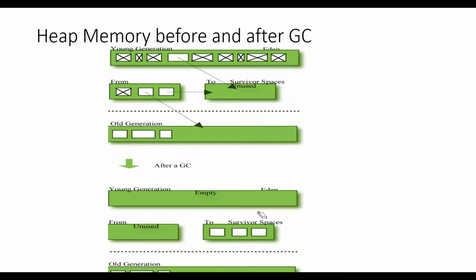Now you can see this green tab. This is just a representation of your young generation, and within the young generation you have this Eden space. And within the young generation these are the survivor spaces. So you can see these crossed objects. These are the objects which are marked for GC.